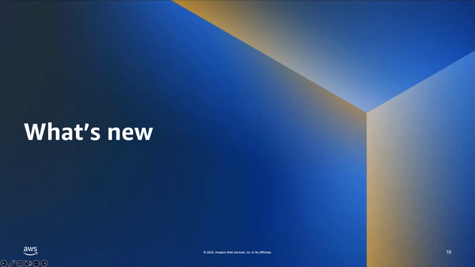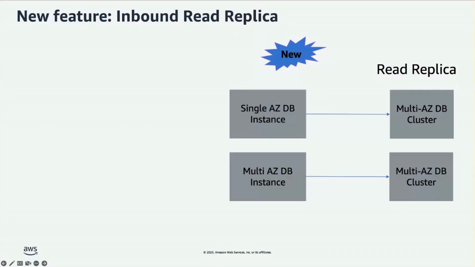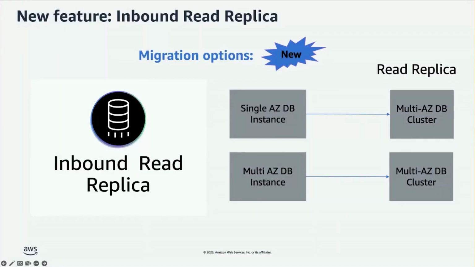Thanks, Vijay. We have looked into RDS multi-AZ options and the RDS multi-AZ DB clusters with 2 readable standbys and its advantages. So let's now look into 2 new features that are added to multi-AZ DB cluster with 2 readable standbys. The first feature supports inbound read replica. So multi-AZ DB cluster now supports inbound read replica. So what does it mean?